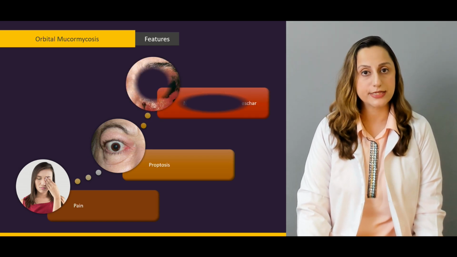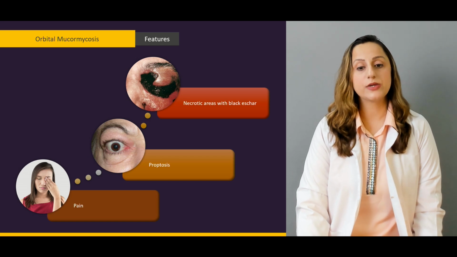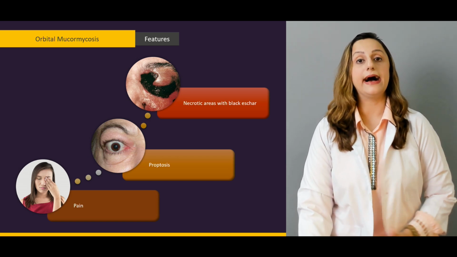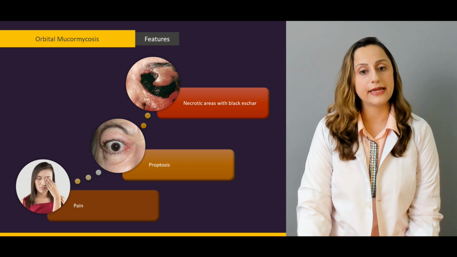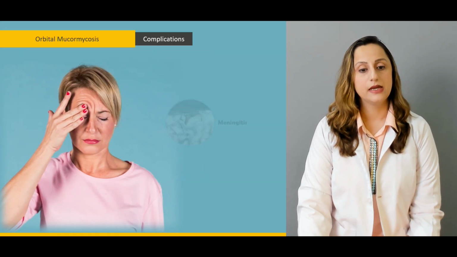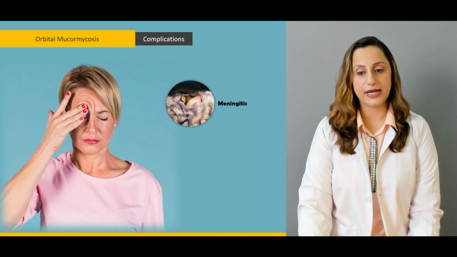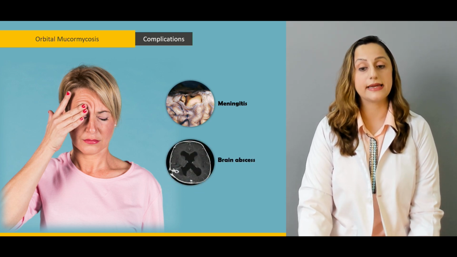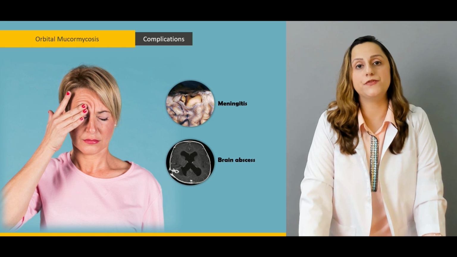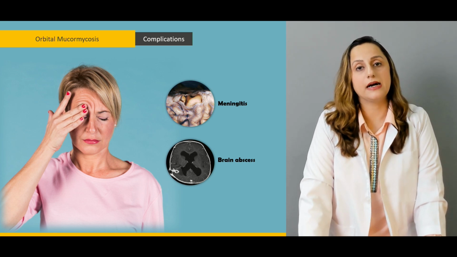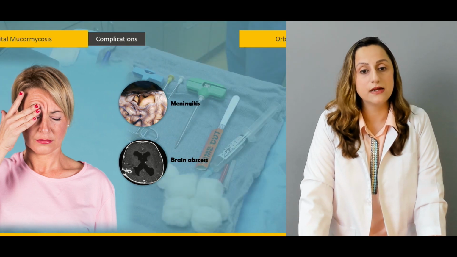The features over here would consist of pain. Then the patient would complain of proptosis, a particular sign that is noted by the clinician. The necrotic areas with a black eschar would be a particular highlight of this fungal infection. This eschar is one of the predominant signs of fungal infections of the orbital cavity. The complications can include meningitis as well as brain abscesses. If the condition is left untreated, it can involve the neighboring structures, the nasal cavities as well as the sinuses, as a complication.